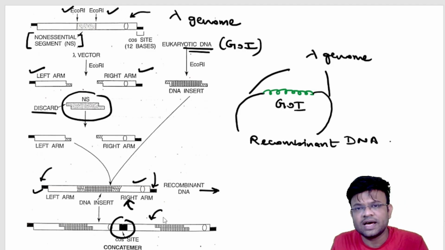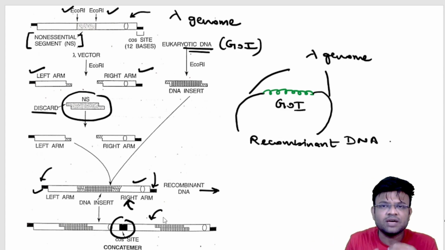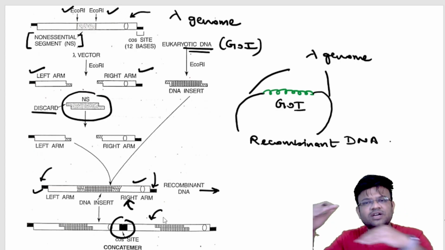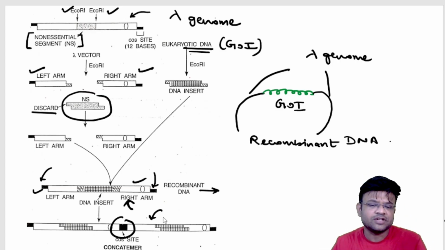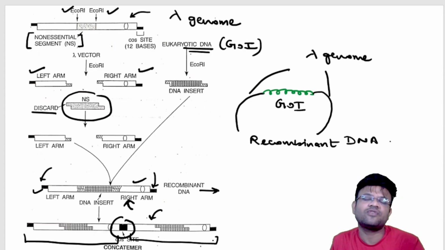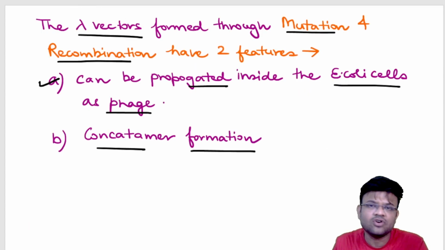This is called concatamer formation. Concatamer means the extension or joining of repeats. The repeat is this one. This is one repeat, and it is joined by another repeat with the help of cos sites. So this is called concatameric formation. After the mutation and after the recombination, this property can be integrated.